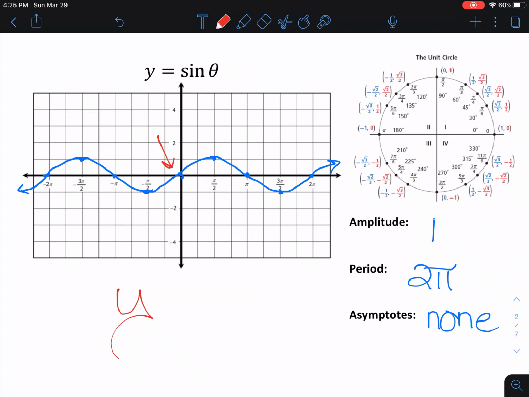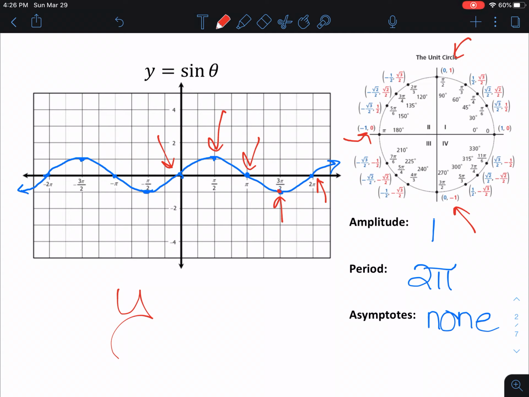And then if we go up to pi over 2 radians, we can see that the value there is 1. So that is represented here. When we get to pi, we have 0. So that dot is represented right there. And 3 pi over 2 is -1, so represented right there. And then back to 2 pi, you can see we're back to 0.